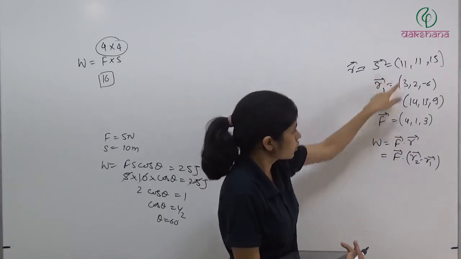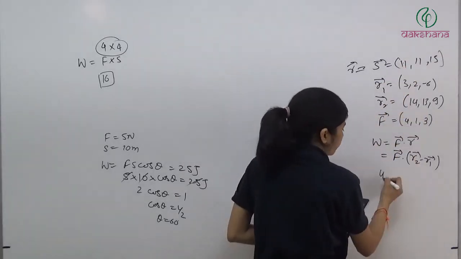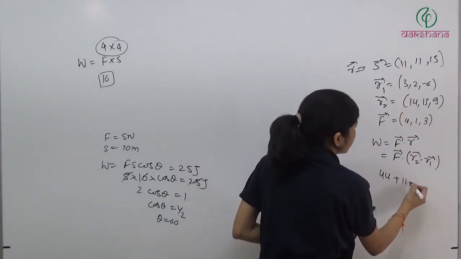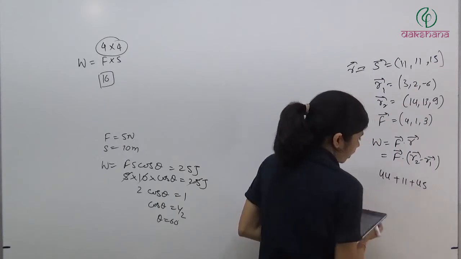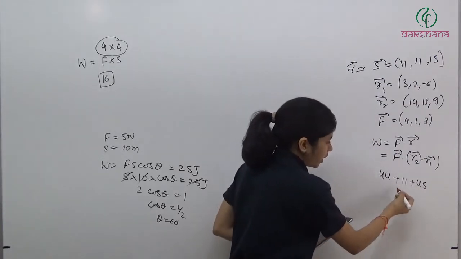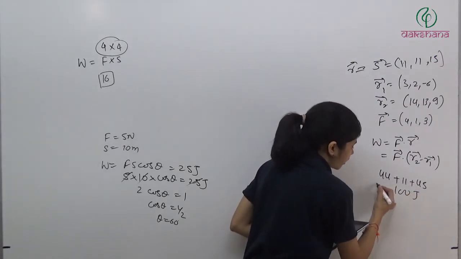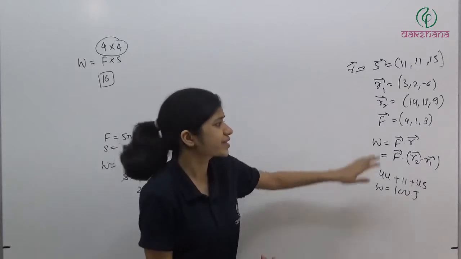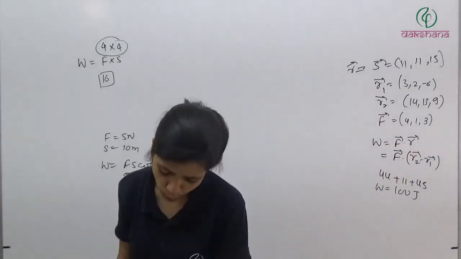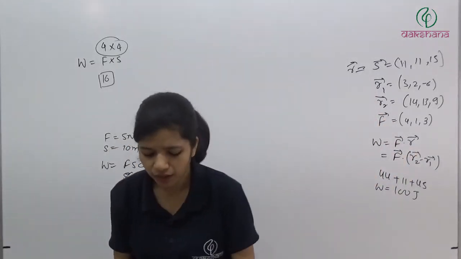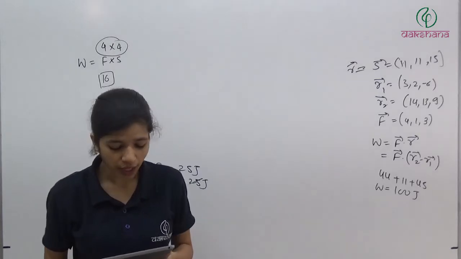Now force is this. So we have 11 into 4, 44 plus 11 plus 45. Right? So 45, 45, 90 and this is 100 joule. Correct? Work done is 100 joule. So this calculation you can do. I'll do it in some problems, in which you don't have to do it at all. You can do it. Clear? So the answer will be 100 joule.